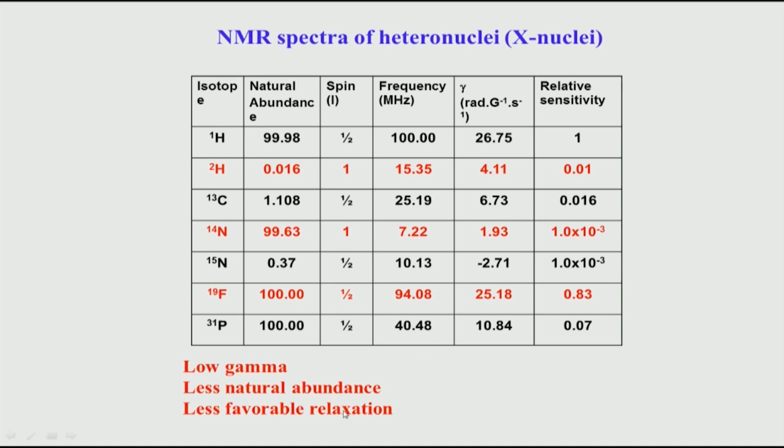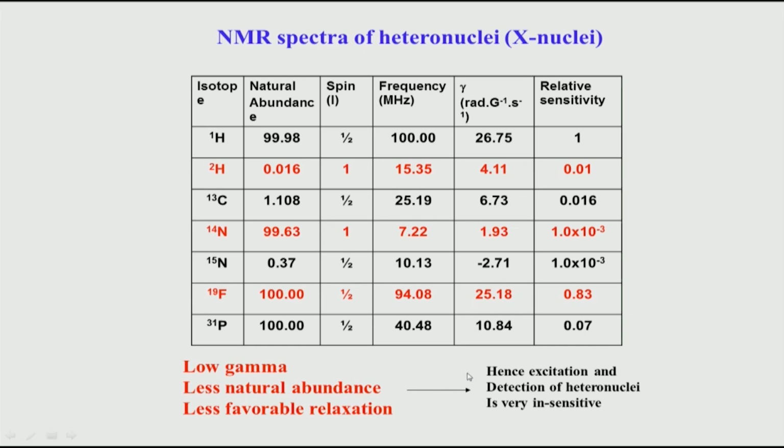We will not worry about relaxation now in this heteronuclear discussion. We are going to focus only on carbon, because by far carbon is the next favorite nucleus after proton for obtaining structural information. So, in this whole course we will stick primarily to proton and carbon. Let us see how we can improve this.